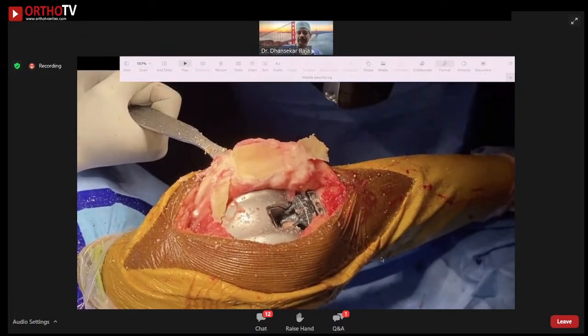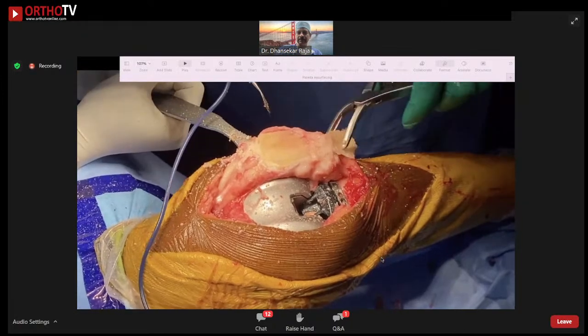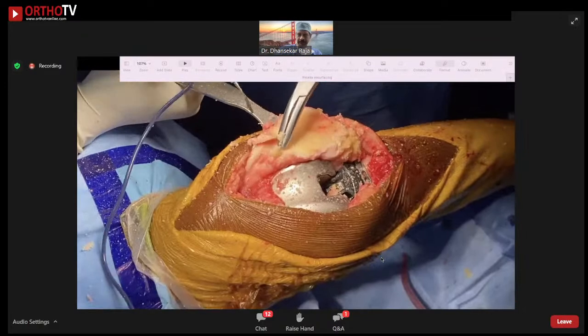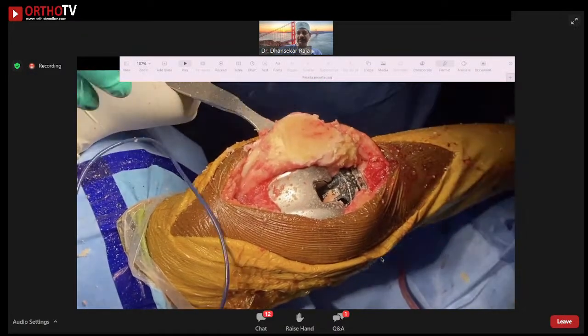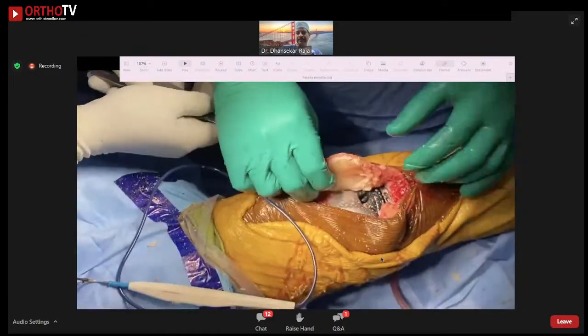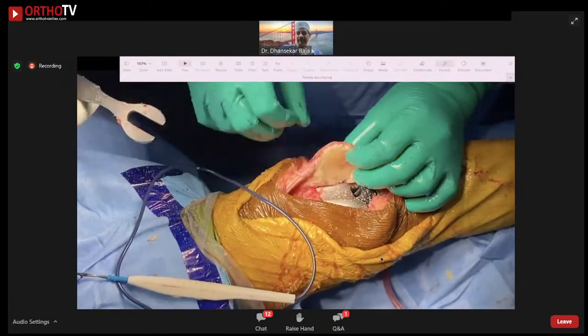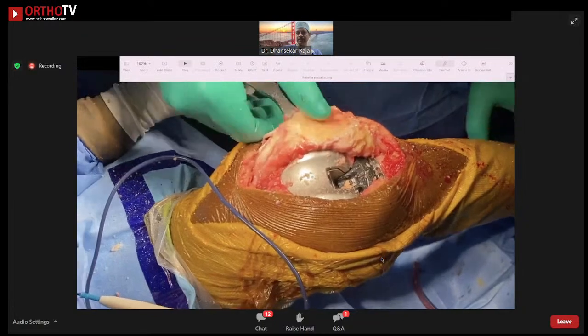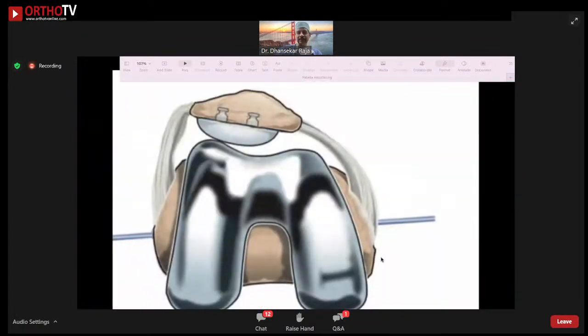I usually put saline to avoid thermal necrosis. We remove the patellar osteophytes and the debris. And then I extend the knee and compare the medial and lateral facet. Generally, I feel it with my finger or use a caliper. If both sides are equal, I proceed.